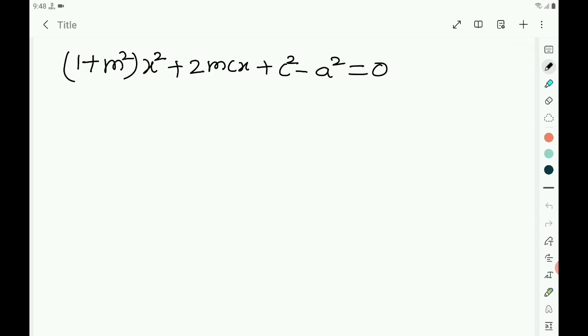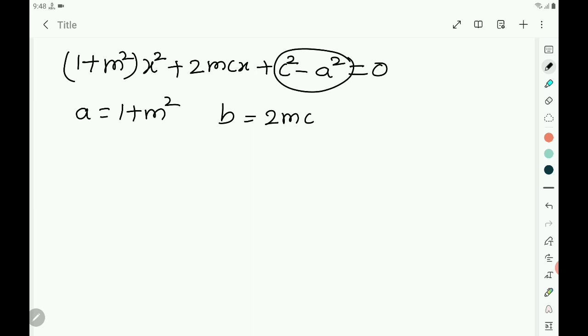a is the coefficient of x². So here the coefficient of x² is 1 + m², then you write a = 1 + m². b is the coefficient of x. The coefficient of x is 2mc. Then c is the constant. The constant is c² − a², so you write c = c² − a².